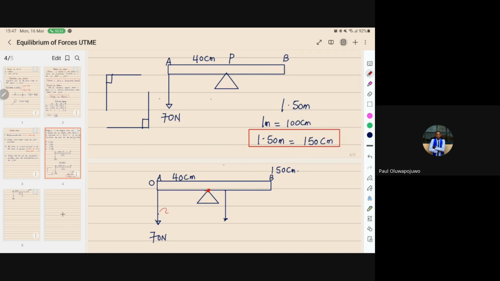Distance from here to here will now be 75 centimeter because the weight of the object will always act downwards, right? This is your W. Remember that W is equal to mg. So that way to be acting at the center.